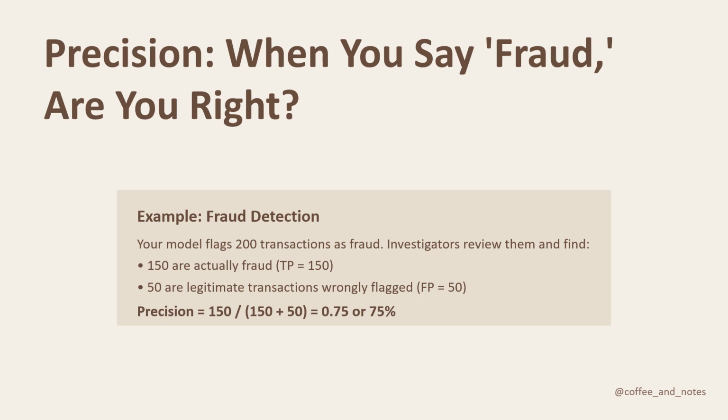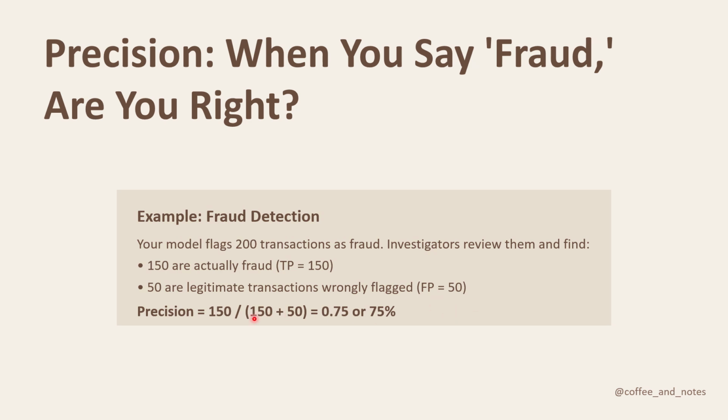Let's do a concrete fraud example. Your model scores 10,000 transactions and flags the top 200 as fraud. Your investigators review those 200 and find that 150 are actually fraud. These are the true positives. TP is equal to 150. But 50 were legitimate transactions wrongly flagged. These are false positives. FP is equal to 50.